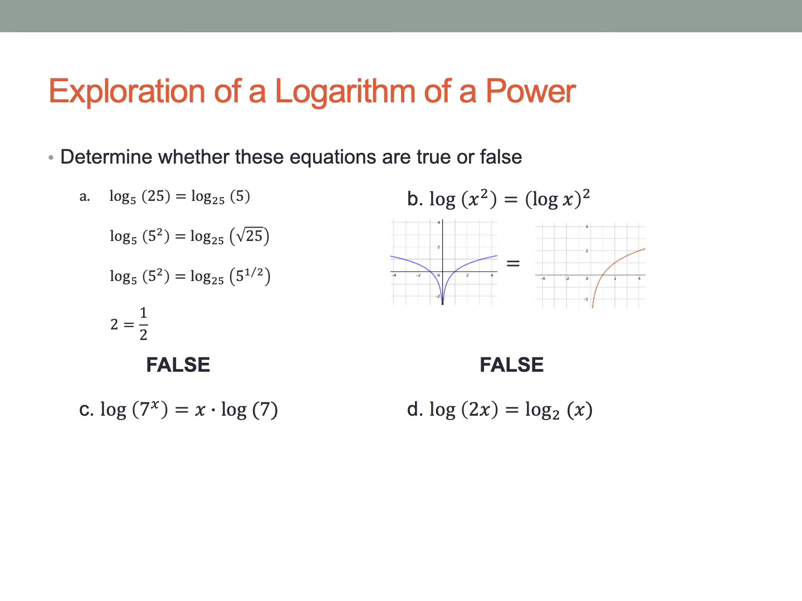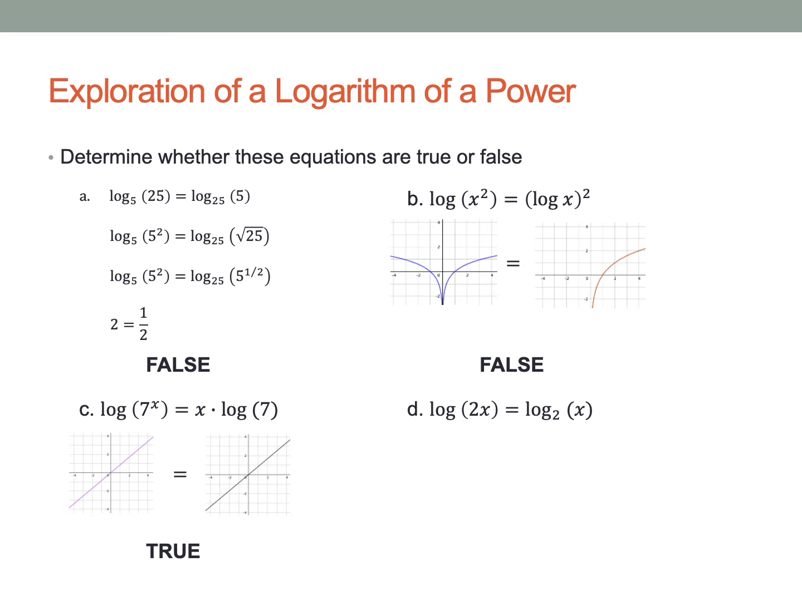Okay, now this one is log of 7 to the x equals x times log of 7. So if you graph log of 7 to the x, you actually get a line. And if you graph the other one, you actually get the same exact line. This is true. Okay, so this is important. So that's weird. So basically what happened here? Log of 7 to the x equals x times log of 7. Looks like the exponent came down and it multiplied.